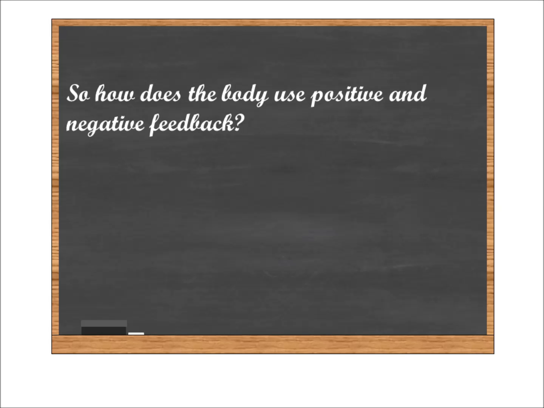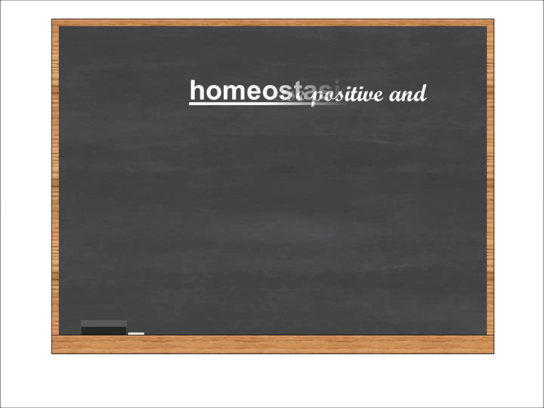So if feedback is responding to a change in a physiological variable by producing more change in that variable, and if feedback can be positive or negative in nature, the next question to ask is, how does the body use positive and negative feedback? If it's responding to its environmental changes through feedback, then how does it use these two? Well, you should remember that I began the first video with the term homeostasis.